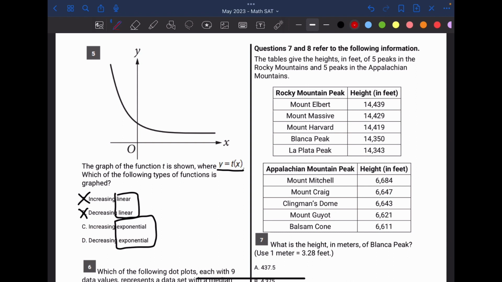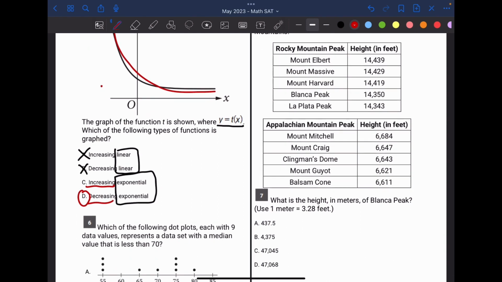Okay, then it tells us it's either increasing or decreasing. Is this line going down or is it going up like this? So since it's going down, this has to be decreasing, so the answer is D. It's literally that simple, pretty easy.